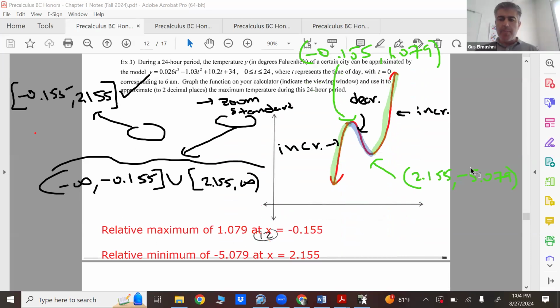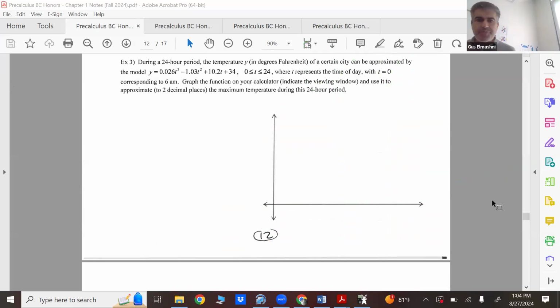Okay. Here's a word problem. Okay, good. I like this. I like context here. During a 24-hour period, the temperature of a certain city can be approximated by the following model, where T represents time of day, T equals 0 refers to 6 a.m. So we're doing a 24-hour time frame until 6 a.m. the next day. Graph the function in a calculator, indicate the viewing window, and use it to approximate the maximum temperature during this 24-hour period. Okay.